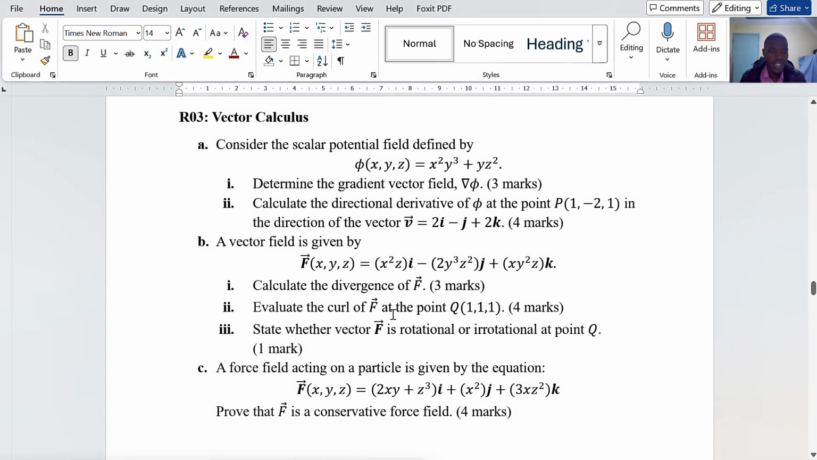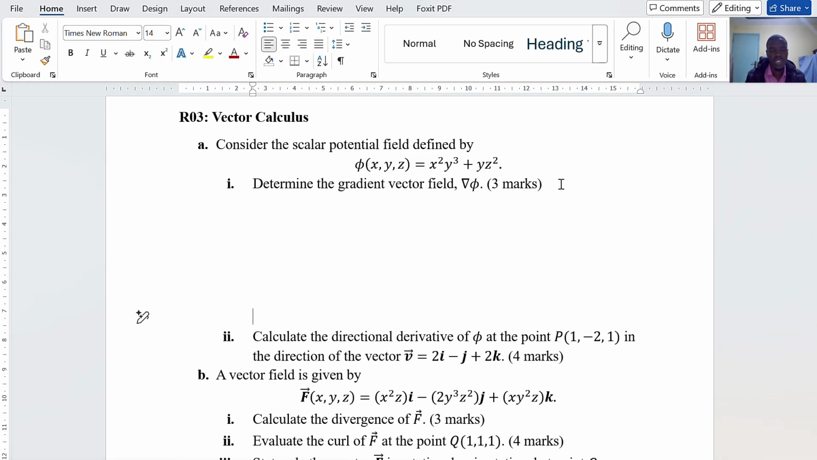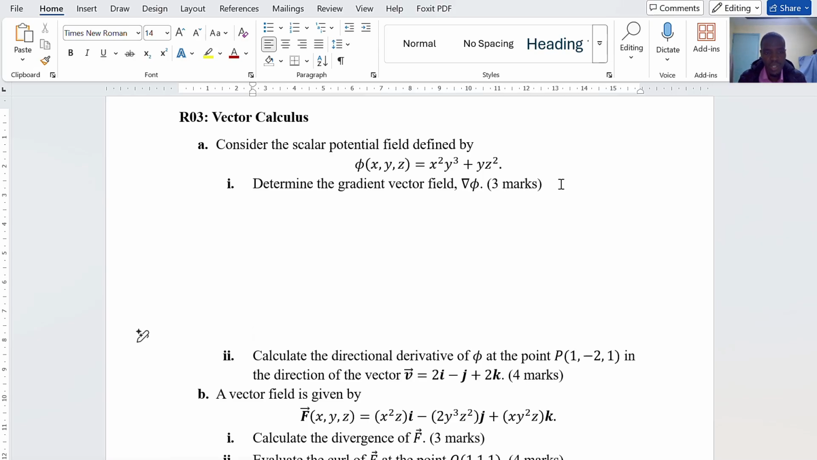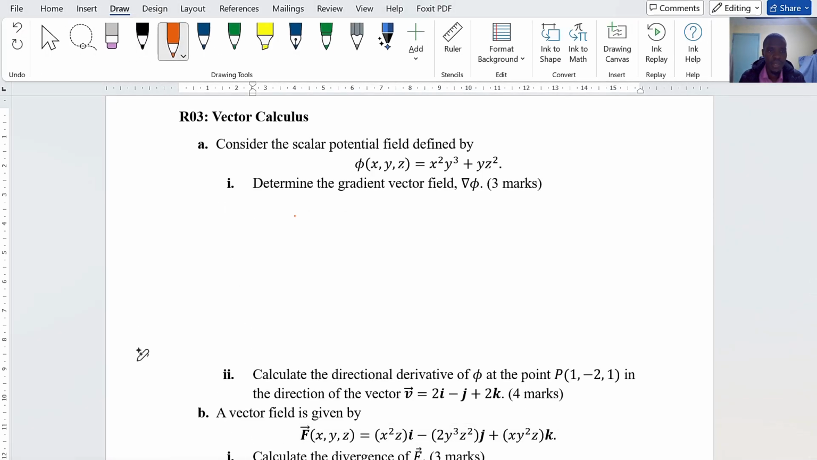Now we proceed to question 3 or revision 3, which is on vector calculus. That is the gradient, the divergence, and the curl. So we have our first question, which is on gradient, and then we calculate the directional derivative of our gradient, and then we proceed. Now, before we start, we need something.